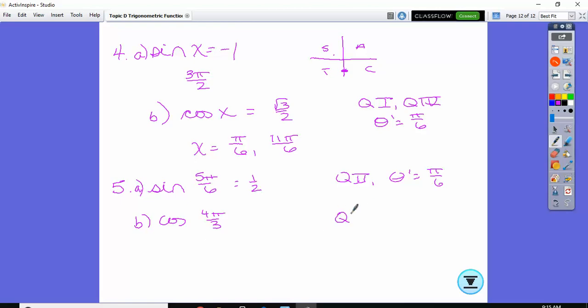B, 4 pi over 3 is quadrant 3. Reference angle is pi over 3. So in quadrant 3, tangent's positive, that means cosine's negative. Pi over 3 is like 60, so cosine of 60 would be negative 1/2.